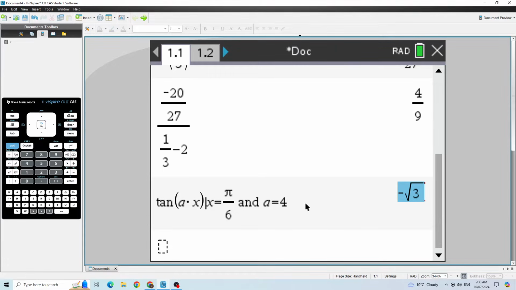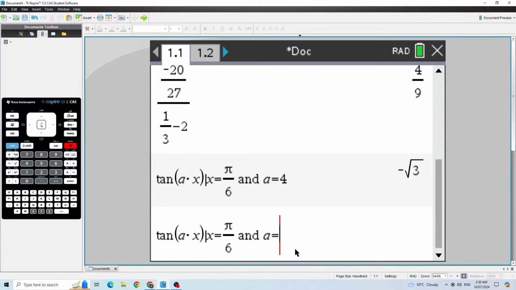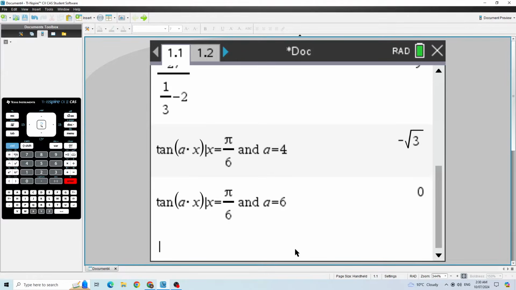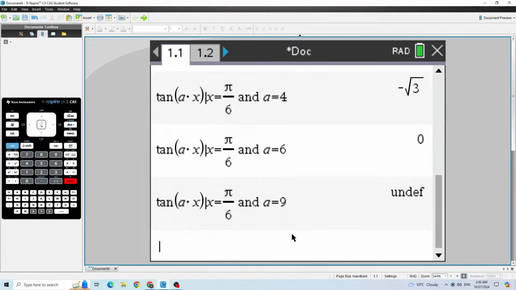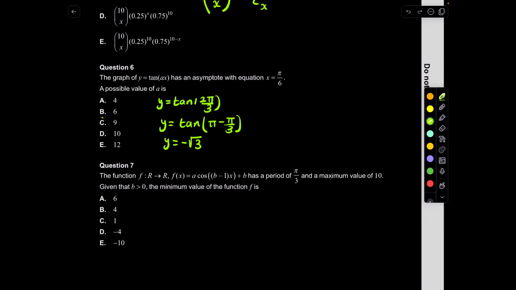What about trying B, which is 6? Still, 0 is not undefined. Try the next one, which is 9. Jackpot. We hit the undefined. So this is an actual asymptote. So when A equals 9, it is an asymptote. So 9 is C. Choose C.